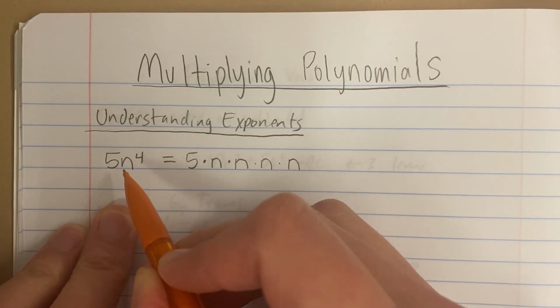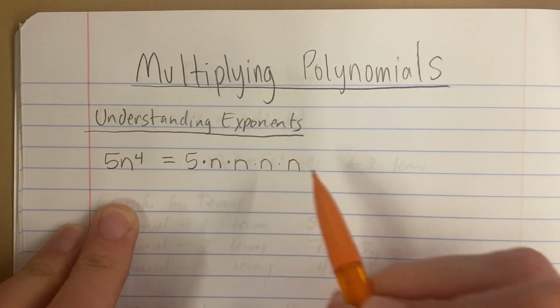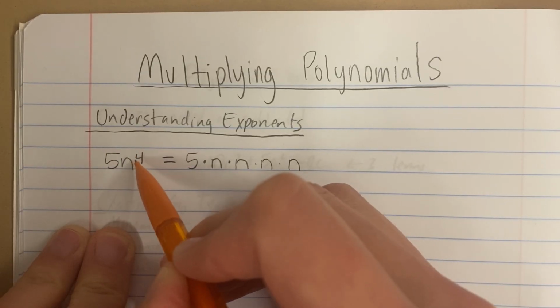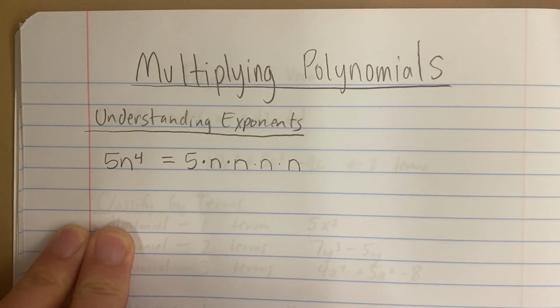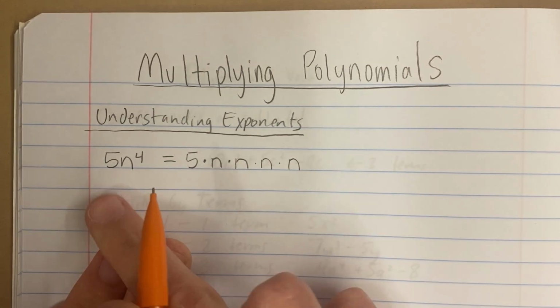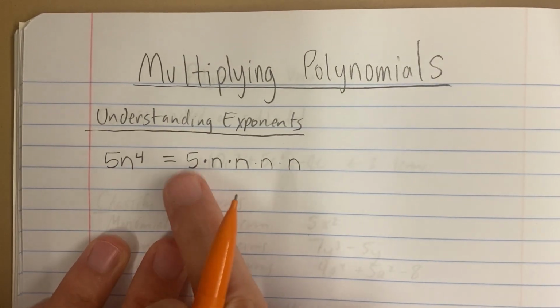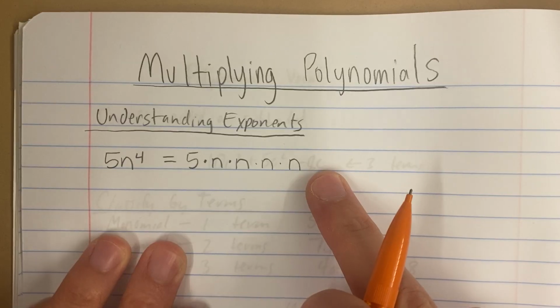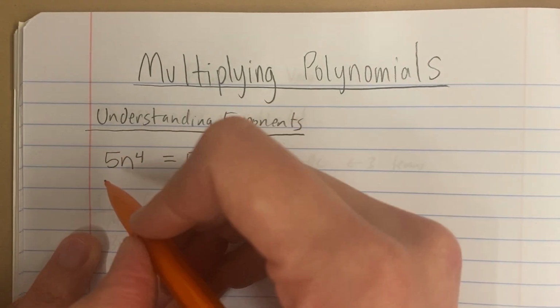If I wanted to have 5 times n times 5 times n times 5 times n times 5 times n, I would need parentheses like this, and the 4 would apply to everything inside the parentheses. But that is a topic for another unit. Right now, you need to know 5n to the fourth equals 5 times n times n times n times n. We're going to be multiplying these together, so we just need to be clear what this means.